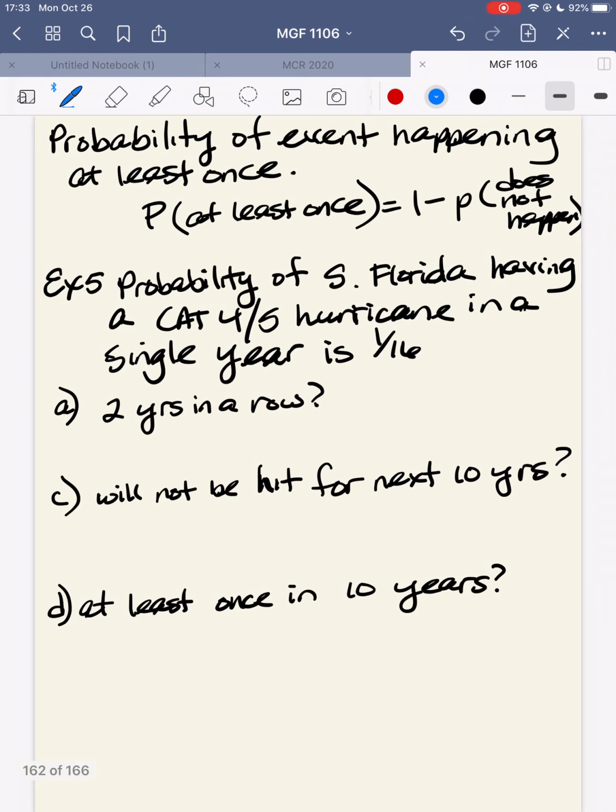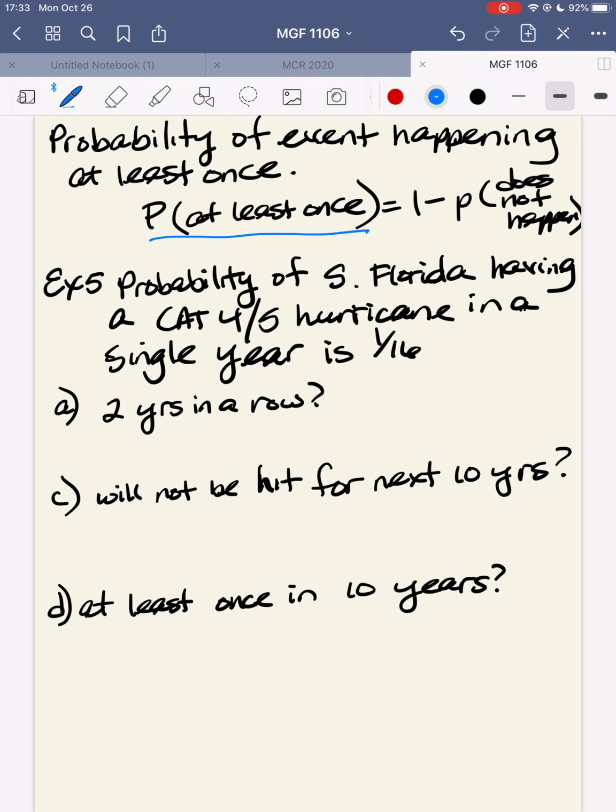All right, so let's go ahead and look at the probability of an event happening at least once. We want to look at the probability that it happens at least once.